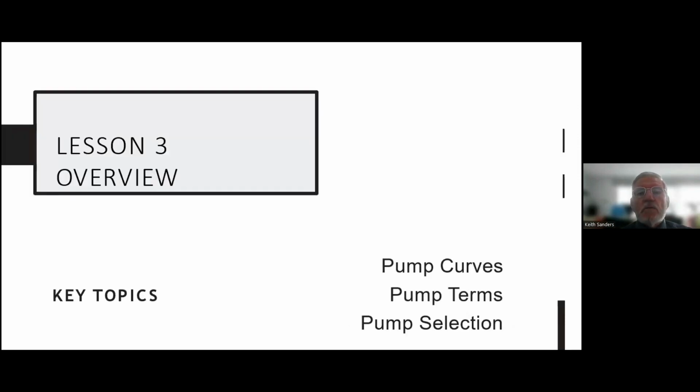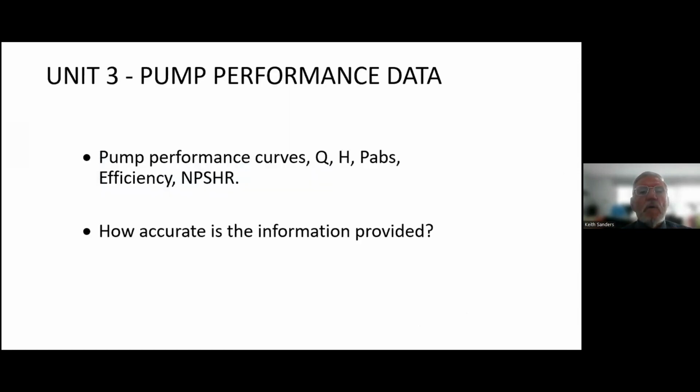Lesson 3, we're going to talk about pump curves, pump terms, and pump selection. And we're going to study what information is provided on a pump performance curve. Most of it will be about centrifugal pumps, and we'll be looking at the relationship between flow, head, power absorbed, efficiency, and NPSHR. And then we're going to discuss a little bit about how accurate that information is, because the information is subject to tolerances, which a lot of people don't understand very clearly.